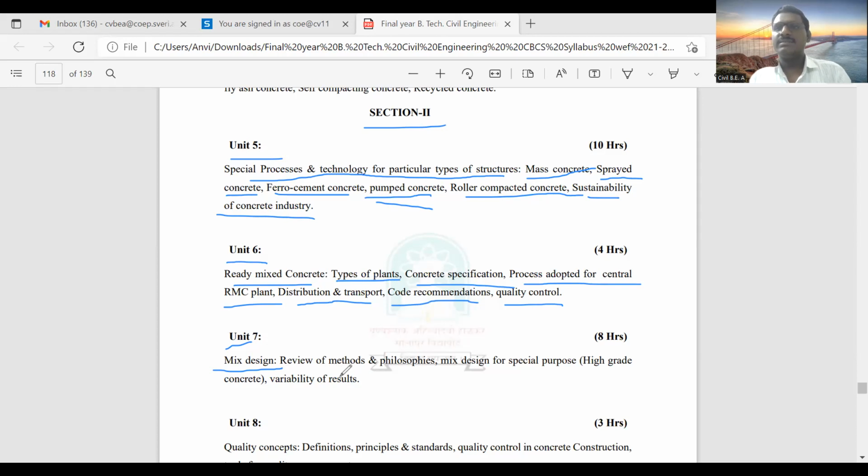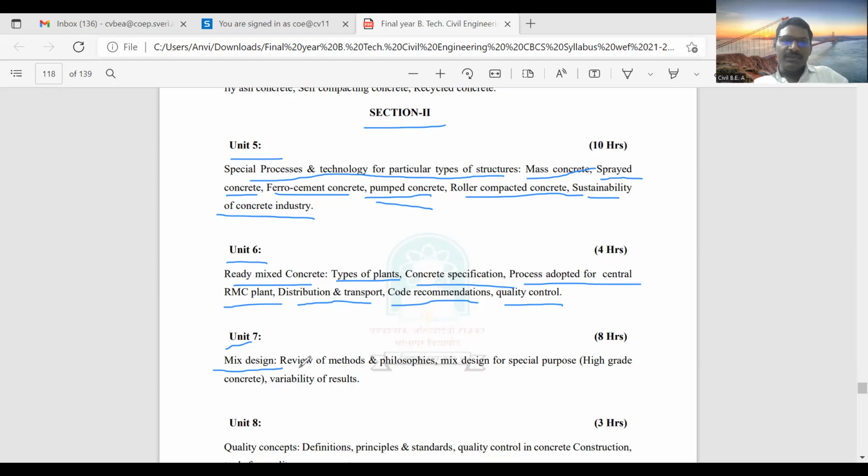Mix design means how much quantity of cement, sand, and aggregate is required for M35 grade. We have to calculate that depending on the parameters of the materials: how much water absorption the aggregate and sand have, and the specific gravity of the sand and aggregate. In this unit we will take samples for various grades of mix design. We will design M30 or M35 grade concrete and calculate the proportions for M35 in this unit.